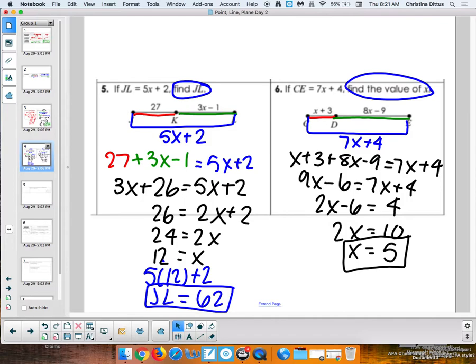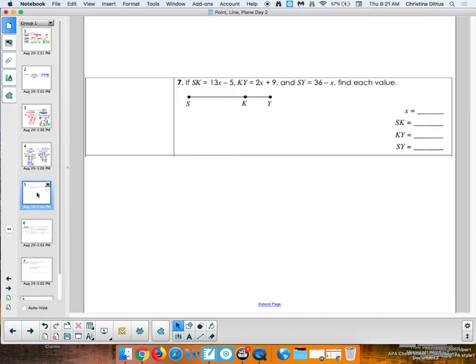Okay. How do we feel about our segment addition postulate, super fancy name? Good. You feel like super geniuses? No, I feel like a super genius. What do you mean? I let you go. Well, are we good on these, or you want to do this one? We're good.